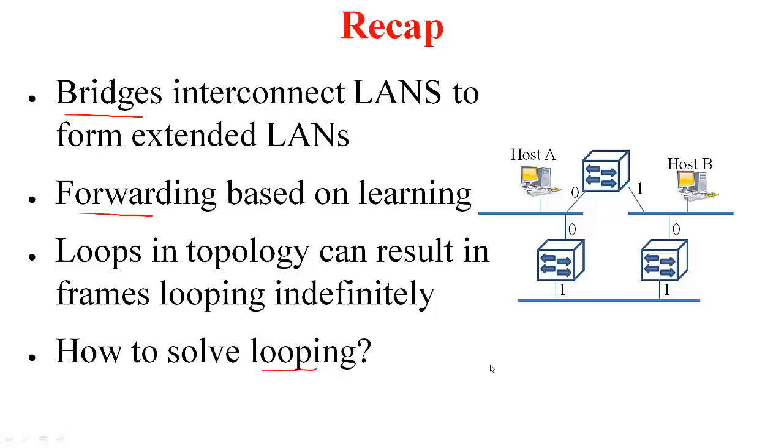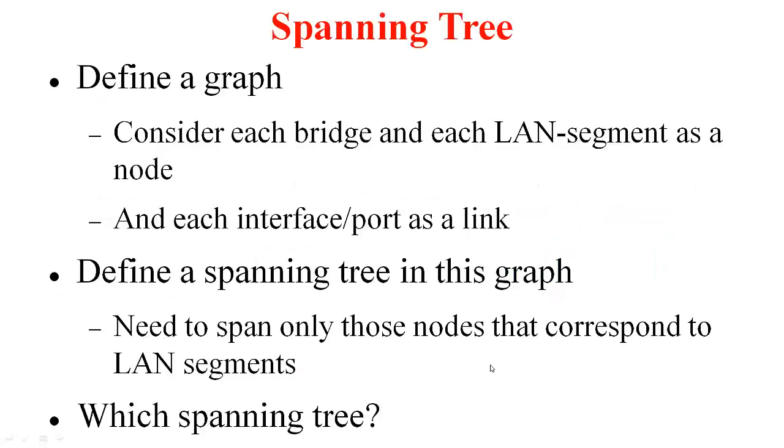If a graph had loops, how would you get rid of these loops? That's right, by imposing a tree on the graph. So in this particular case, we define the graph in the following way. We consider each bridge and each LAN segment as a node in the graph. And the links in the graph are basically the interfaces that hook them up. Now we are going to impose a tree on this graph.